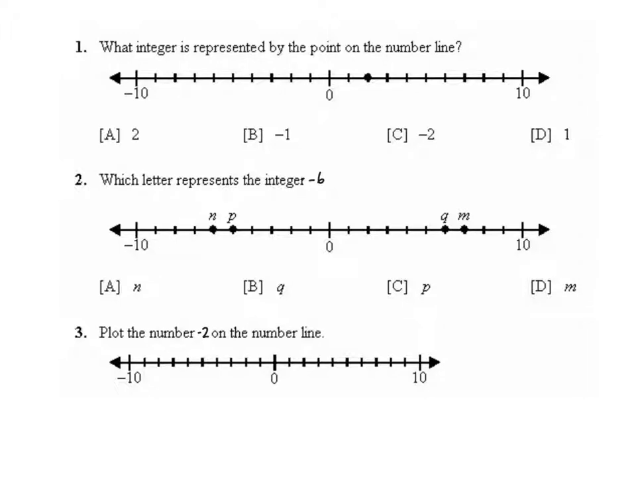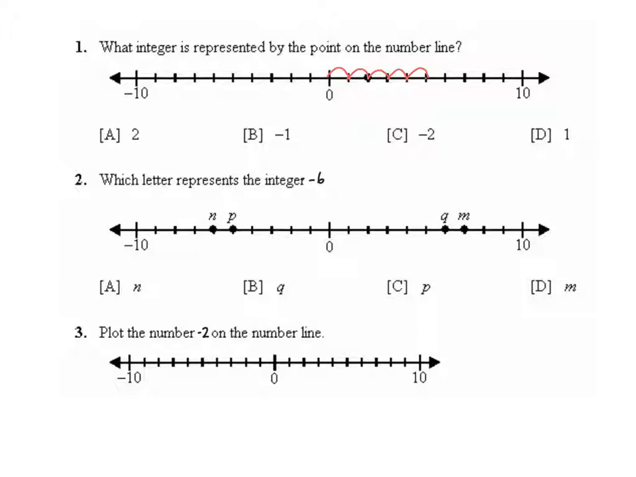Anytime you're using a number line, the first thing you need to do is determine what the interval of the number line is. Basically, what that means is what is it counting by. The easiest way to determine that is to count how many jumps it takes to get from 0 to 10.